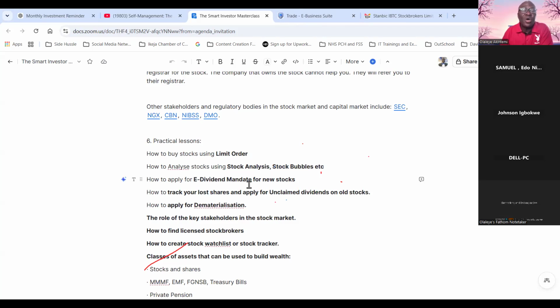How to analyze stocks using Stock Analysis, Stock Bubbles, and so on. Can anyone tell me, apart from Stock Analysis and Stock Bubbles, is there any other tool that you can use to analyze your stocks? Because these are not the only two in the market. There are many of them. Is there any other one? Can anybody give me an example?